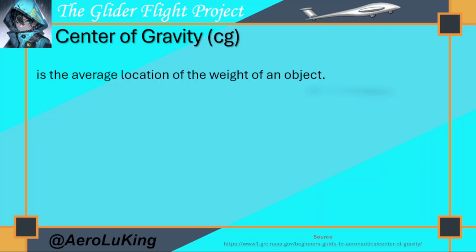Now, the next thing that we are going to talk about is the center of gravity. NASA defines the center of gravity as the average location of weight of an object. So that just means that for any object, if it's a piece of paper and it's a perfect square, then the average location of that paper's weight is the center of gravity. And you could probably assume that it's dead center. And I would say, yeah, you're correct.